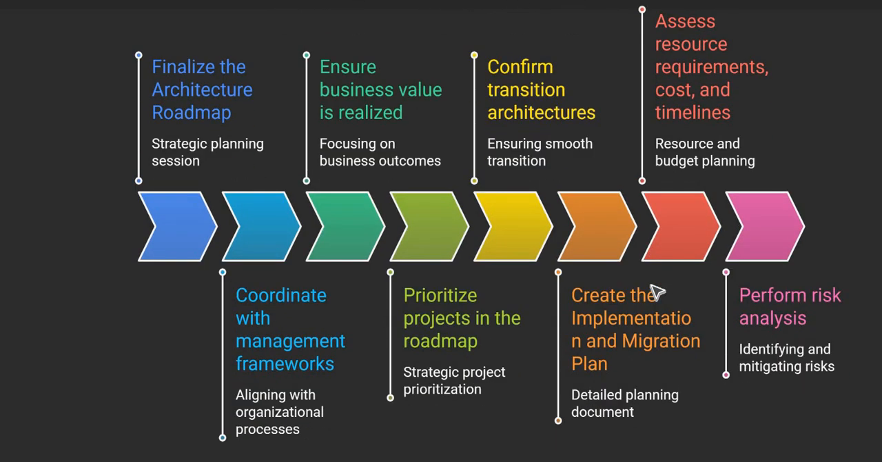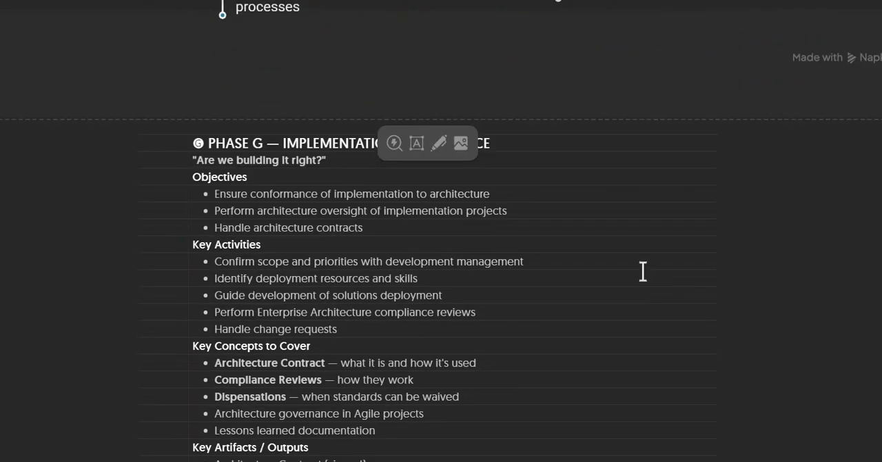Finalize the roadmap and ensure the business values. Confirm the transition of architecture. Ensure a smooth transition, and then assess the resource requirement, cost and timeline. Coordinate with the management. Prioritize the projects. Create the implementation and migration plan and perform the risk analysis here.